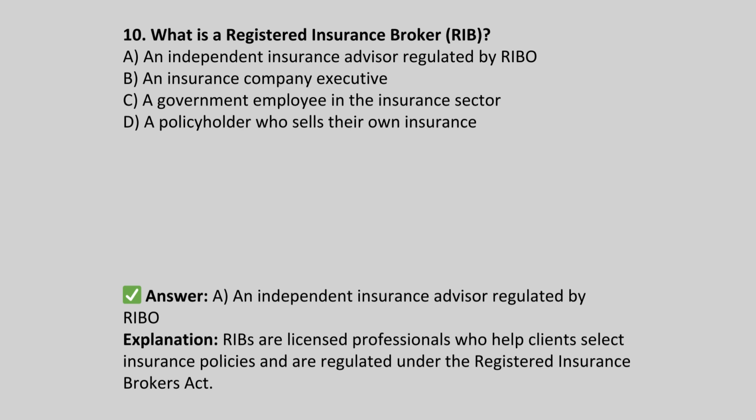What is a registered insurance broker, RIB? A. An independent insurance advisor regulated by RIBO. B. An insurance company executive. C. A government employee in the insurance sector. D. A policyholder who sells their own insurance. Answer: A. An independent insurance advisor regulated by RIBO. Explanation: RIBs are licensed professionals who help clients select insurance policies and are regulated under the Registered Insurance Brokers Act.